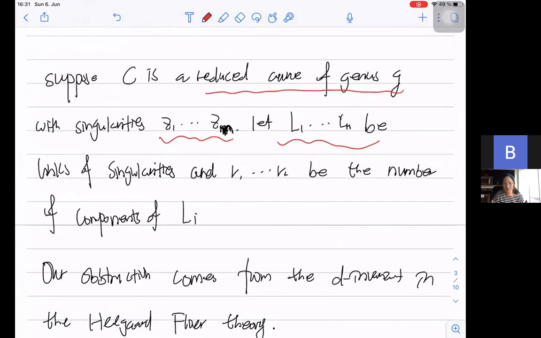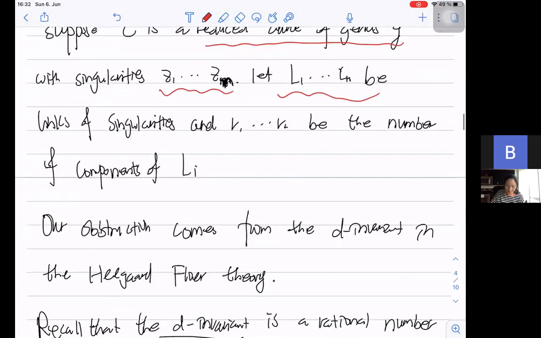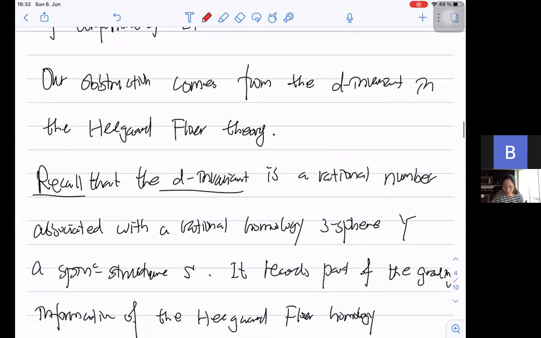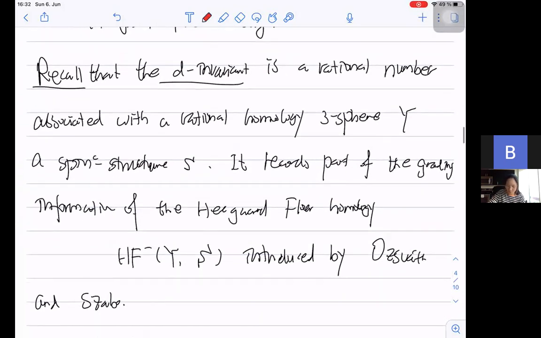So our obstructions in our main theorem come from the d invariant in the Heegaard Floer homology package. Let's first of all briefly review the definition of the d invariant and the things we need to extract from the Heegaard Floer homology. So the d invariant is a three-manifold invariant. It is a rational number, and originally it was defined by Ozsvath and Szabo for rational homology spheres Y with a spin^c structure s. It basically records the grading information about the Heegaard Floer homology HF minus of the three-manifold Y with the spin^c structure s.